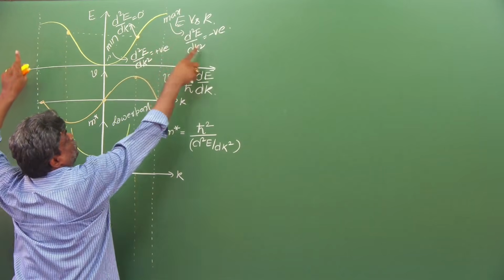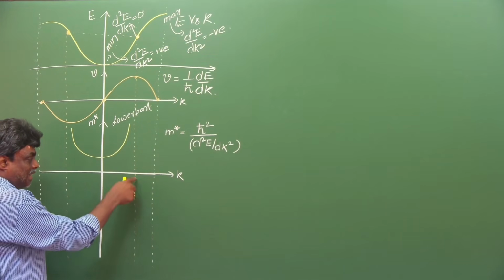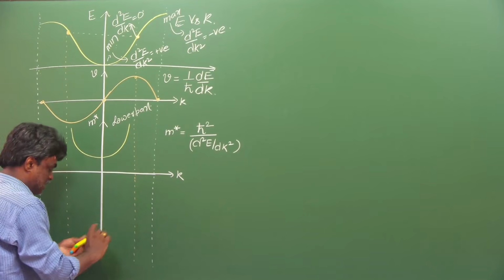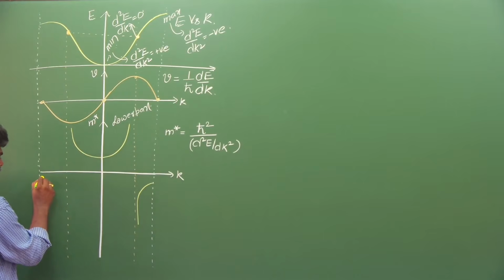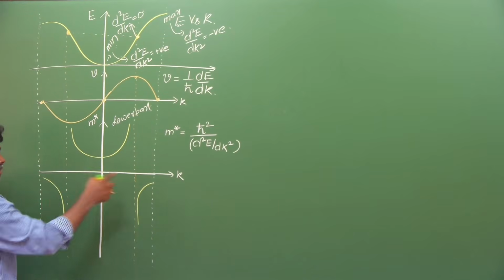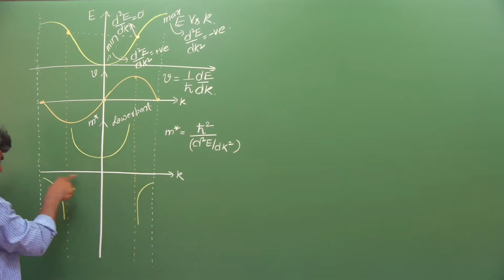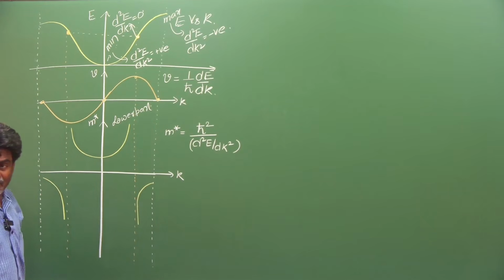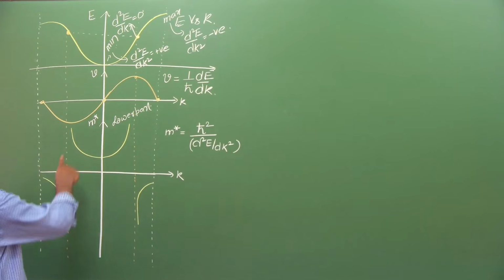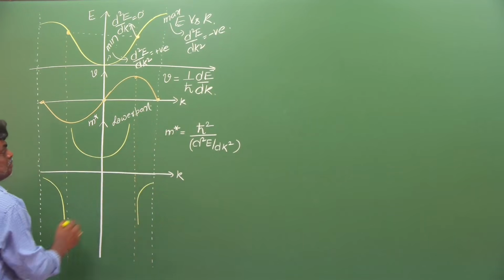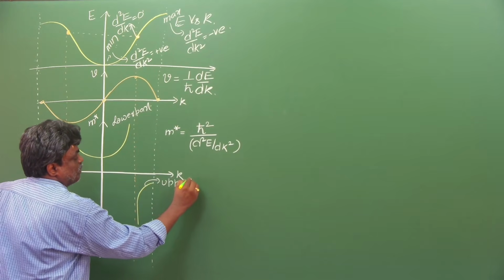And the upper portion, d square E by dk square, but still, at a point of inflection, infinity. That's why negative, but infinity. Is it clear? This is the positive now. This is negative. Understand? So this is the graph of m star. Lower portion, and this represents the upper portion, upper part.